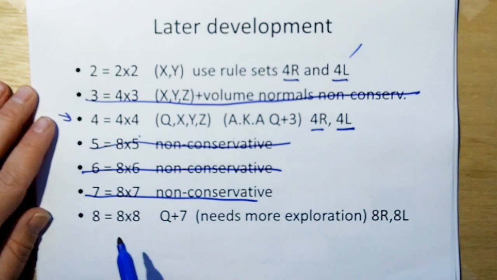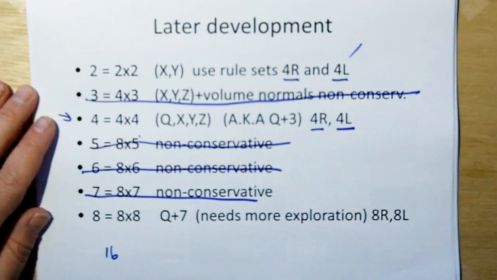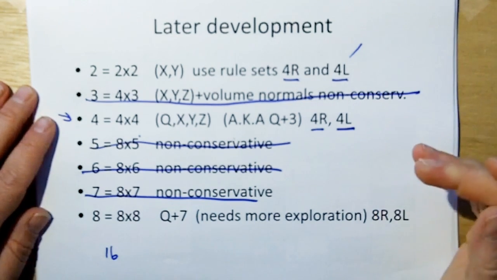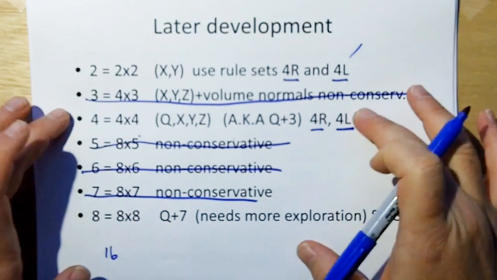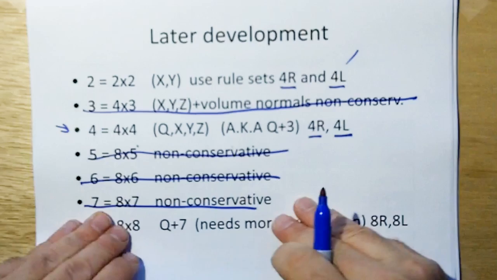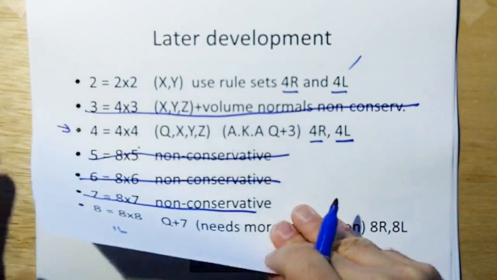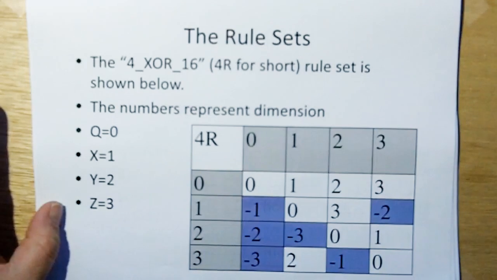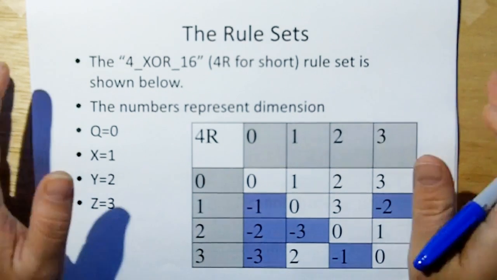The rule sets for 8 by 8 and 16 by 16 have been developed, but these are still under exploration. They don't have any properties beyond the 4 by 4, but I don't have a need for them now, so I didn't really go into exploring them too much. We're just going to focus on the 4 by 4 because that's the one needed for ethereal mechanics, at least right now. So what are the rule sets?